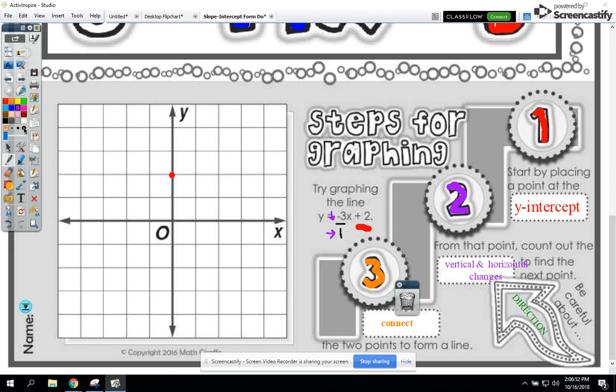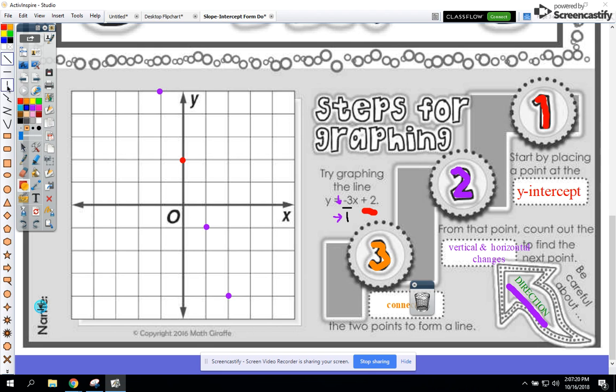So from this point here, I'm going to go down 3, 1, 2, 3, over 1. And I can do it again, 1, 2, 3, over 1. You can really do it as many times as you want to. You could even backtrack 1, 2, 3 over 1 this way. We want to make sure that our direction is correct though. So since the slope is negative, I should be making a line that's going down. Well, going left to right, this line is obviously going down.